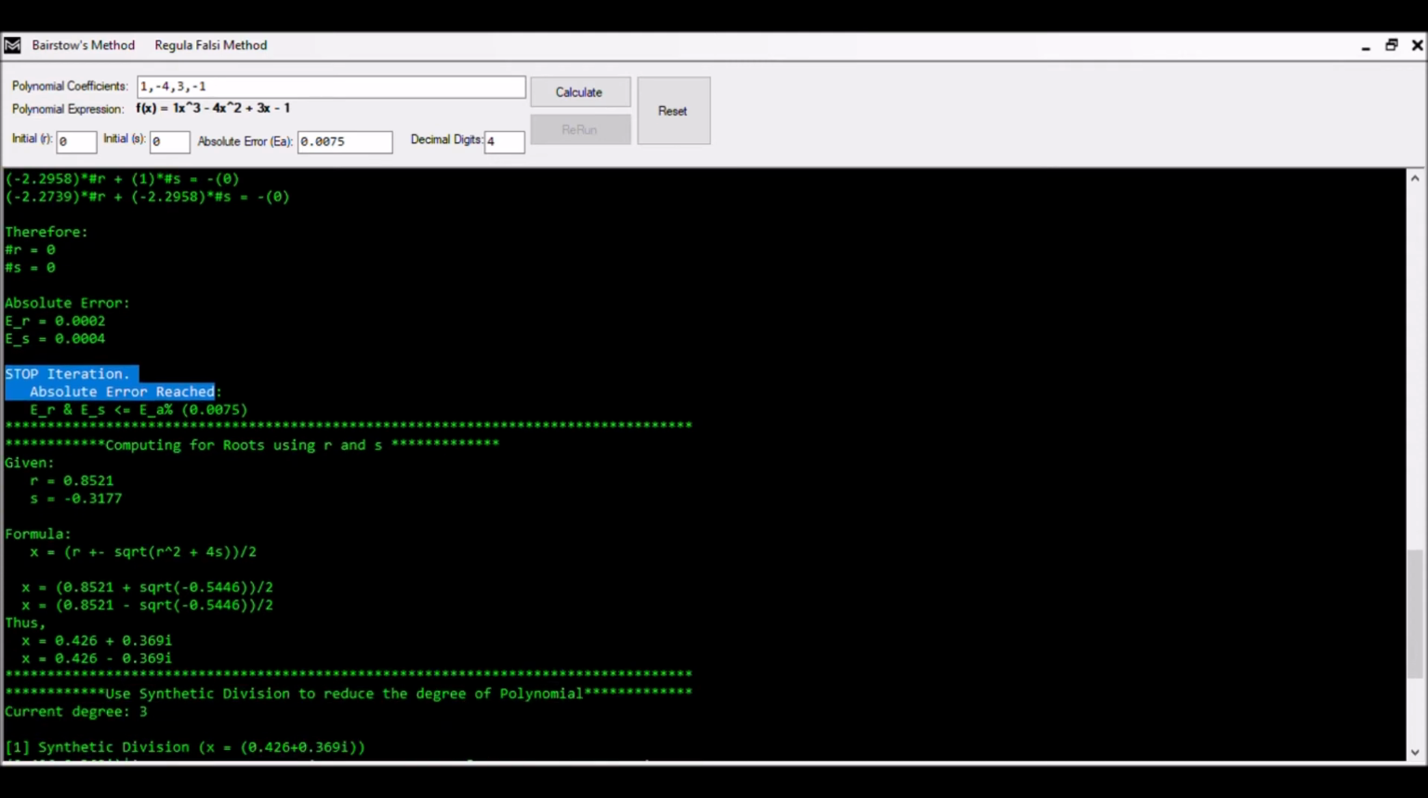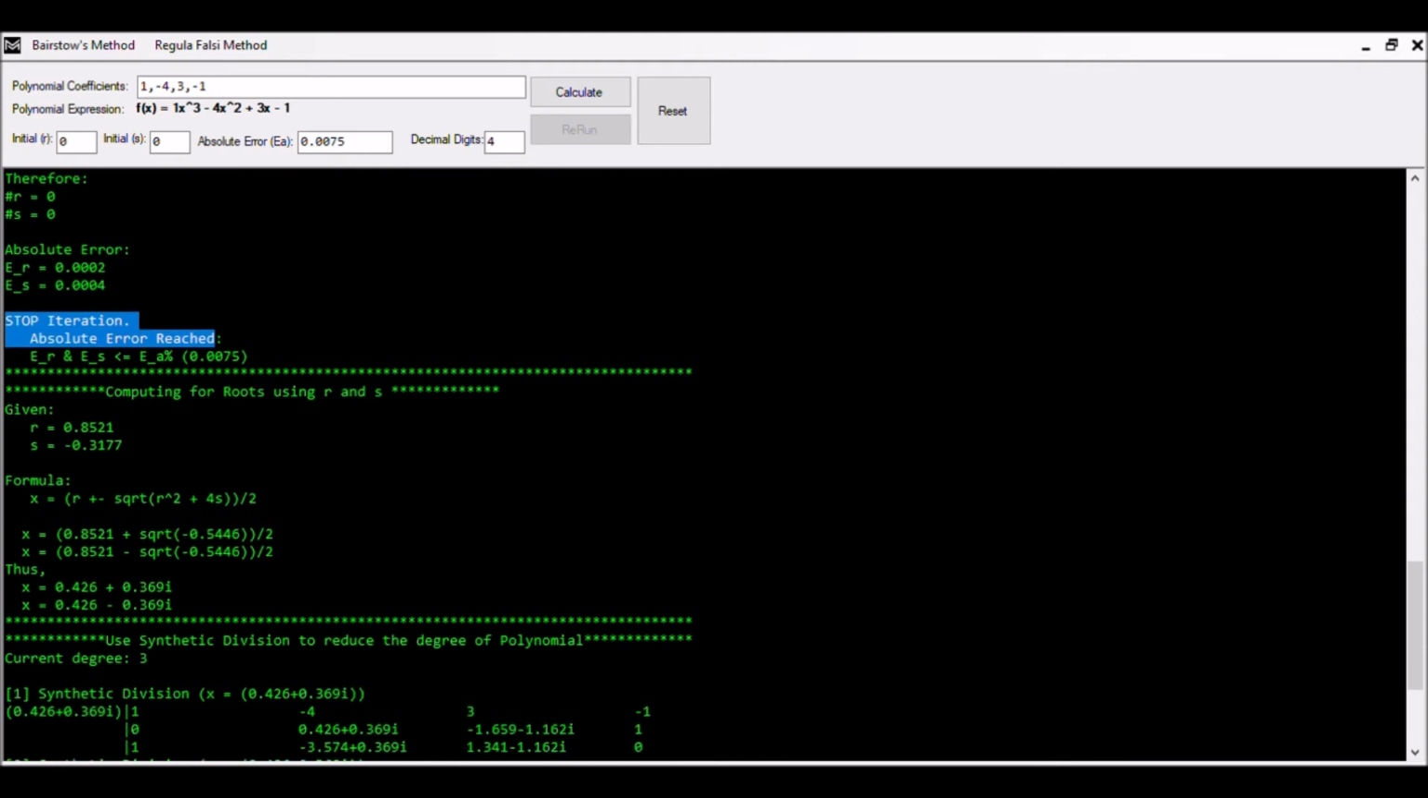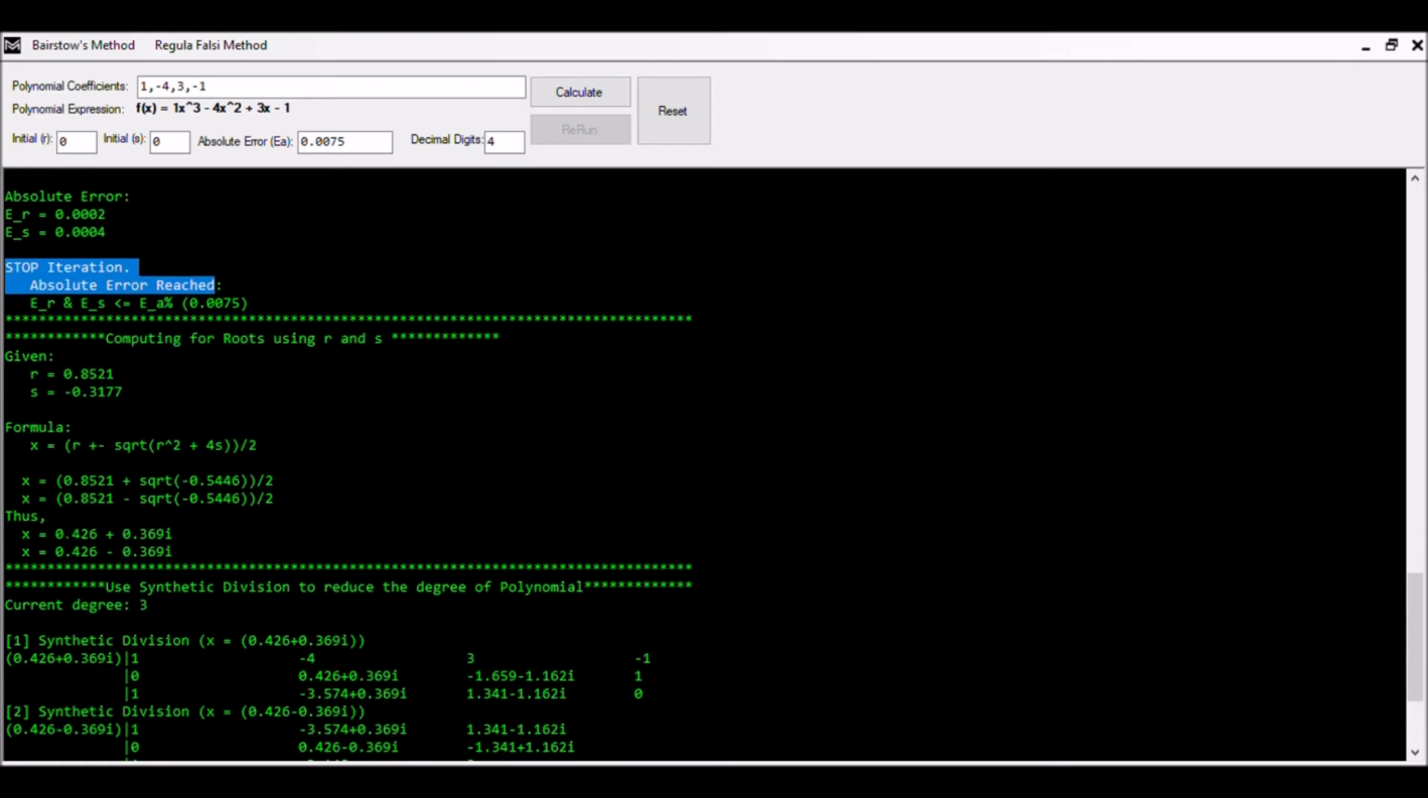So using the new value of R, we can then calculate the root formula using x is equal to R plus and minus the square root of R squared plus 4s all over 2. We then generated two values of x, which is 0.8521 plus and minus. This is the calculation: 0.8521 plus square root of minus 0.5446 all over 2. The same as here in the other x, but we are using the negative sign. So we then generated the value of x, which is 0.246 plus and minus 0.3691i.